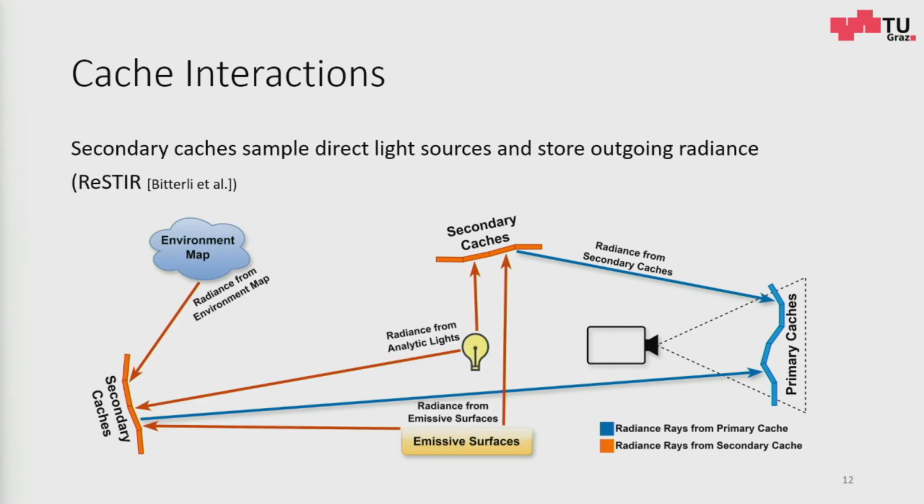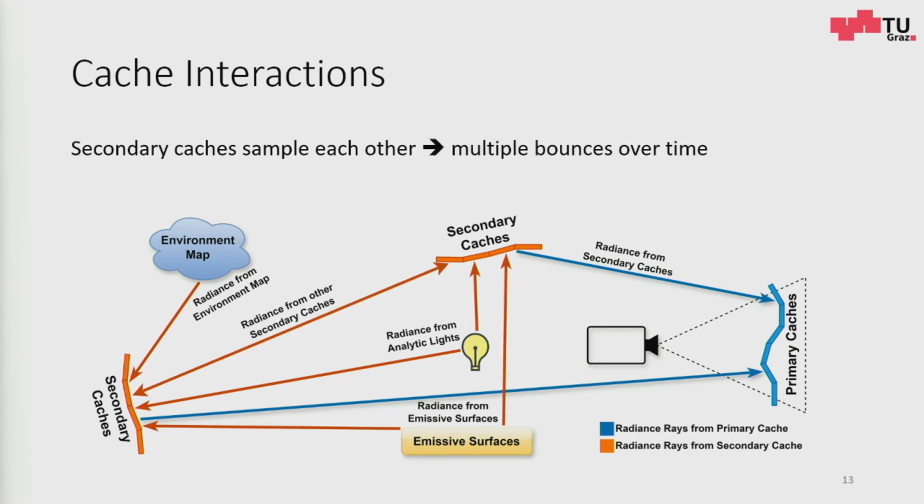The secondary caches sample direct illumination. We use ReSTIR for that. Then we compute the outgoing radiance. So we have to apply the BRDF for every hemisphere texel. The hemisphere resolution is 8 by 8, so we have to do 64 BRDF evaluations per light sample. Maybe this sounds like a bit much, but actually it's very fast since there are not so many secondary caches. To get multiple light bounces, we simply let the secondary caches sample each other. So remember, we have the radiance over the hemisphere, so it's very straightforward. And so we get multiple bounces over time.